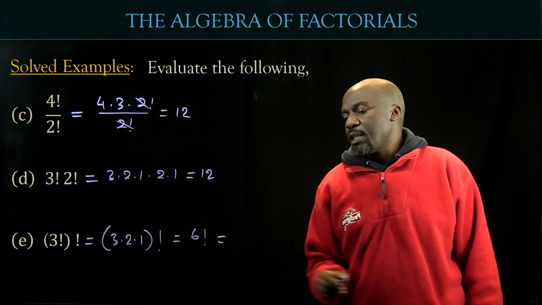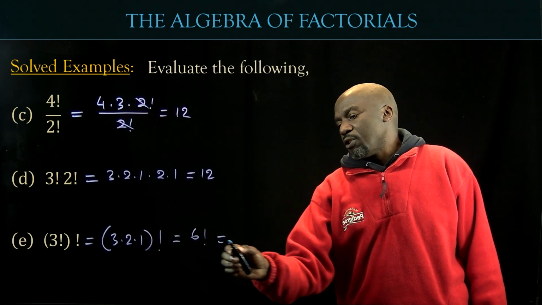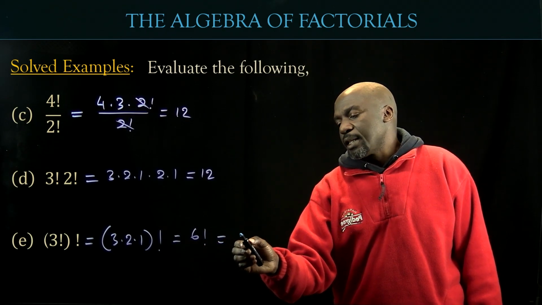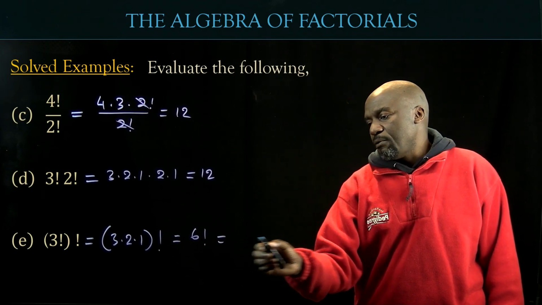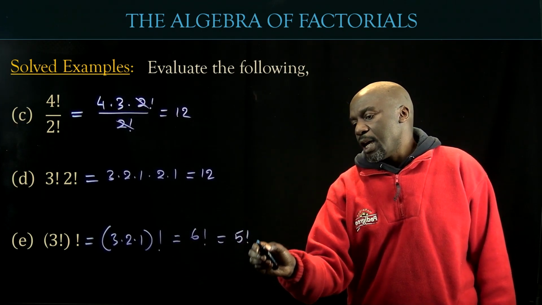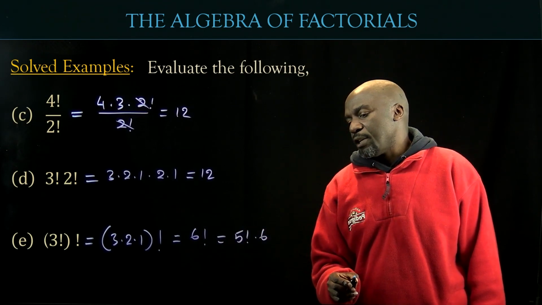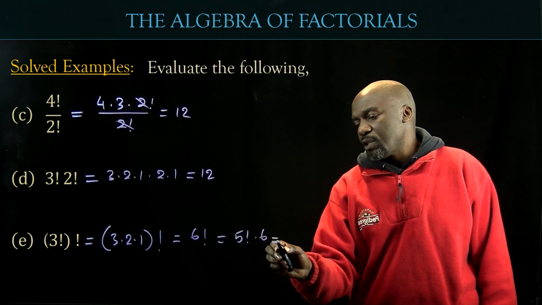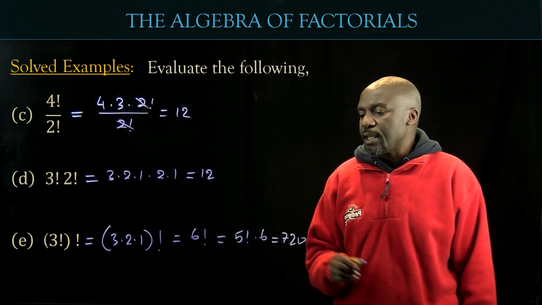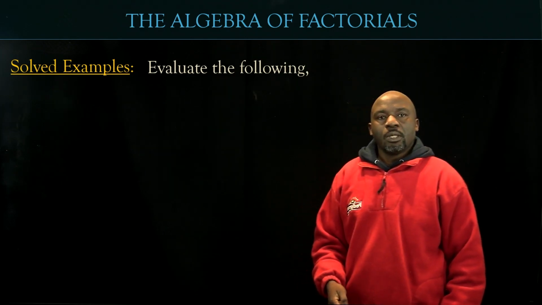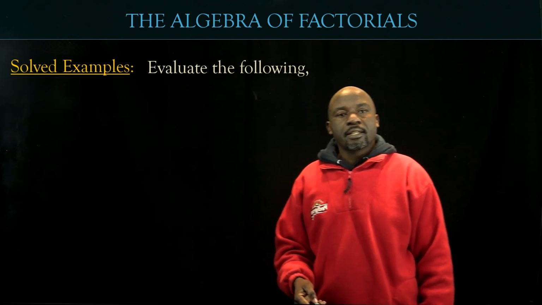The factorial of 6, if you check carefully, 6 factorial is 6 times 5 factorial, because it is 1 times 2 times 3 all the way up to 5, which is 5 factorial, and then we multiply by 6. 5 factorial we found earlier was 120. If we multiply that by 6, we get 720. So 6 factorial is 720. Okay, let's do the next.